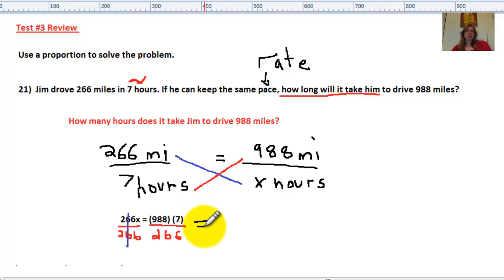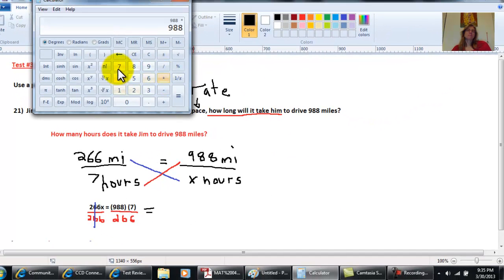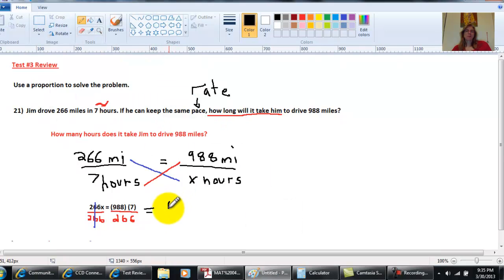So let's calculate the numerator. 988 times 7 is 6,916. That's our numerator. And we still have it over this denominator of 266. So it's just a matter of dividing or reducing.